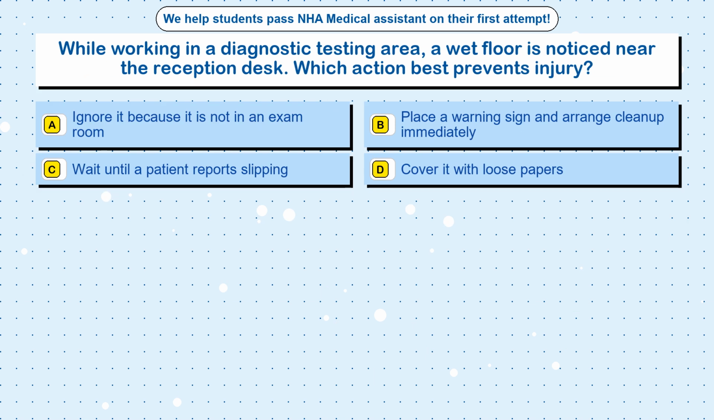Question 41. While working in a diagnostic testing area, a wet floor is noticed near the reception desk. Which action best prevents injury? Option A, ignore it because it is not in an exam room. Option B, place a warning sign and arrange cleanup immediately. Option C, wait until a patient reports slipping. Option D, cover it with loose papers.